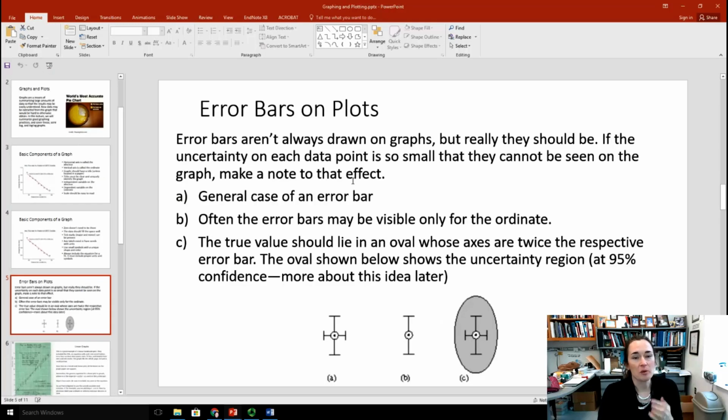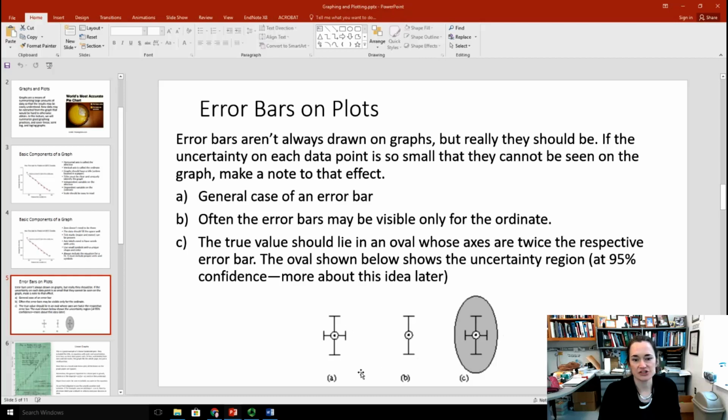Now, error bars aren't always drawn on graphs, but really they kind of should be if you've taken the data experimentally. If the uncertainty on each data point is so small that you can't see it on the graph, then for example in the figure caption or below the figure somewhere, you need to say that that's true. Say the error bars are as large as the data point or something like that in the caption so that people understand that.